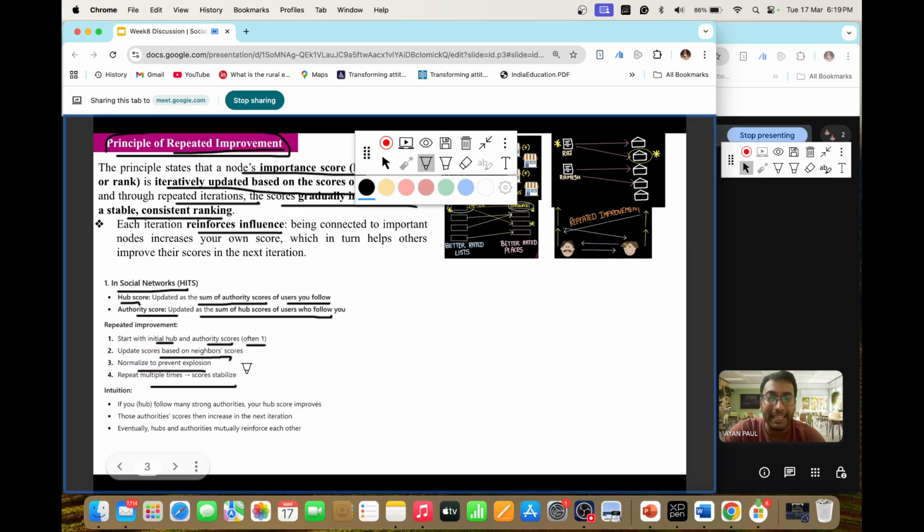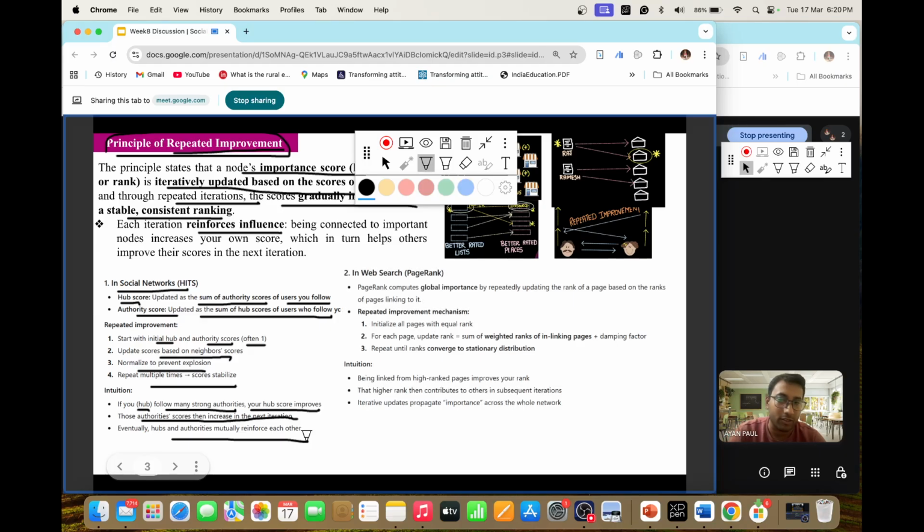Okay, so intuition, how you can understand this: if you are a hub and you follow many strong authorities, your hub score will definitely improve. Those authorities' scores then increase in the next iteration. Eventually hubs and authorities mutually reinforce each other. So that is how the HITS algorithm usually operates.